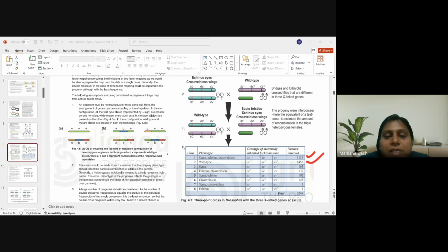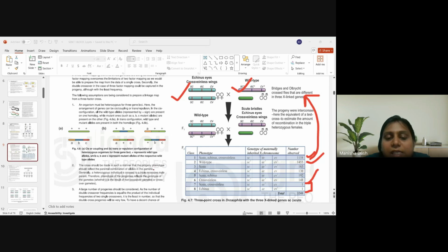So both of these characters actually resemble the parental type. So this number, which is actually highest in any particular cross, is representing a parental combination. Similarly, you can observe that there are two phenotypes which are very low in number, because the number of progeny with this phenotype is only 1 and 1.